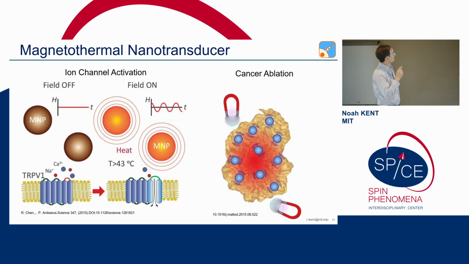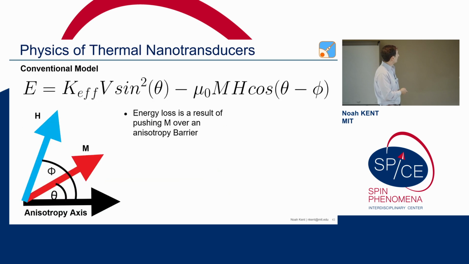Now I'm going to talk about one more nanotransducer, which is a thermal nanotransducer. We can have thermal ion channel activations. Also, thermal nanotransducers can be used to kill cancer. This is actually translationally happening in Germany. People get magnetite injected into cancer tumors, and then they heat the magnetite and kill the tumor.